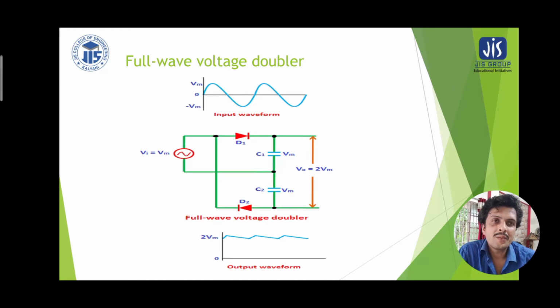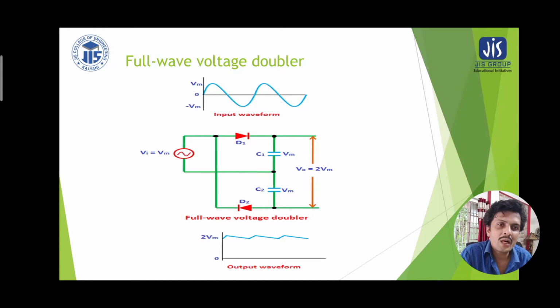And here the full wave voltage doubler example is given, in which there are two diodes. One diode is facing the right-hand side and the other diode is facing the left-hand side. So it is a connection in which for the positive sweep diode D1 is forward biased and for the negative sweep diode D2 is forward biased. When diode D1 is forward biased, capacitor C1 is charged, and when diode D2 is forward biased, capacitor C2 is charged. So the two capacitors contribute Vm each. So overall output voltage we will get is 2 times Vm.